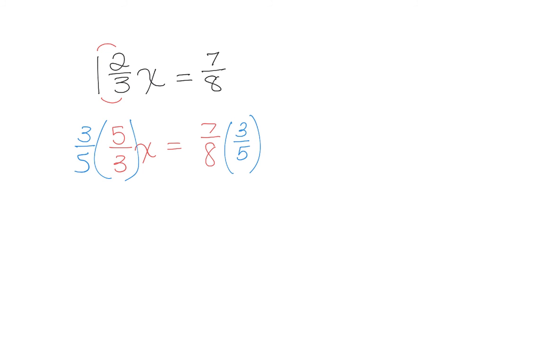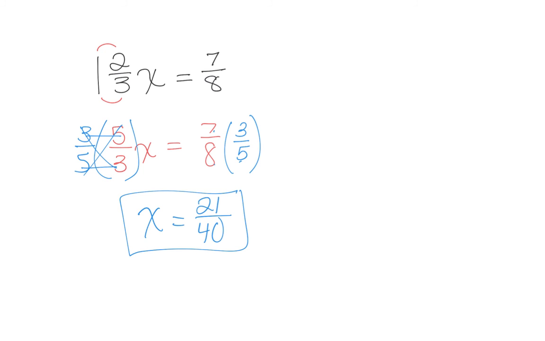See how I did that? And then I know 3 times 5 would be 15, and 5 times 3 would be 15, which is why we picked that number to multiply by. So 15 over 15 equals 1, and that's 1x, equals 7 times 3 makes 21, 8 times 5 makes 40, and there are no common factors that I can divide out, so that is my simplified answer.